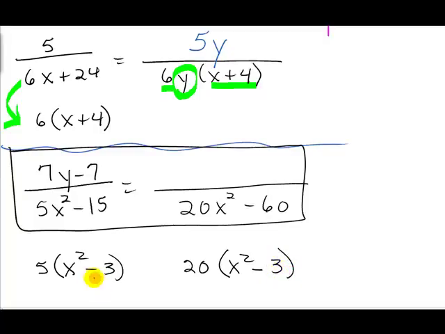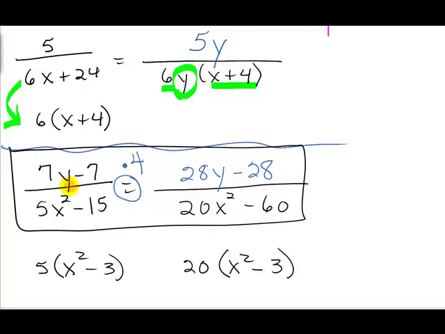Okay. Now notice I have the x squared minus 3 in both places. Here I have a 5 and it goes to a 20. So how do I go from a 5 to a 20? I multiply by 4. So that means that's what I'm going to do up here, is I'm going to need to multiply by 4. So 4 times 7, and we're going to have 28y minus 28.